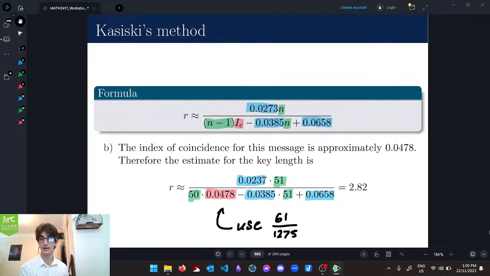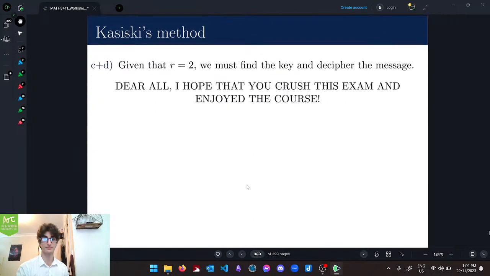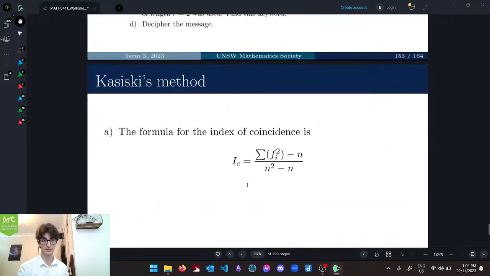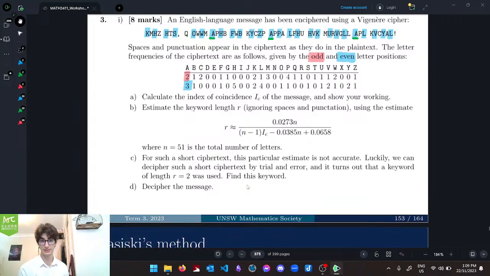And so that's the estimate length for the key. Then for questions C and D, so question C is, for such a short ciphertext, this particular estimate is not accurate. Luckily, we can decipher such a short ciphertext by trial and error, and it turns out that a keyword of length r equals 2 was used. Find this keyword.